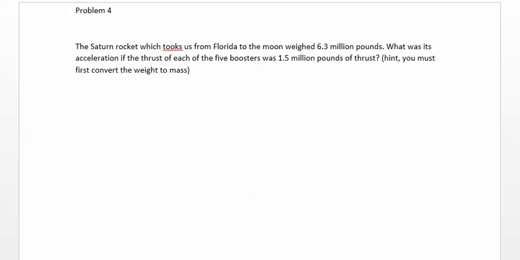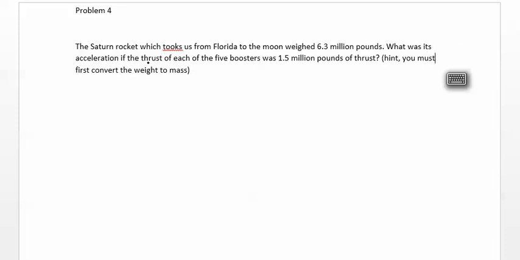Here's the problem. The Saturn IV, which took us from Florida to the moon, weighs 6.3 million pounds. What is its acceleration if the thrust of each of the 5 boosters was 1.5 million pounds of thrust? And then they give us a hint. You must first convert the weight to mass.